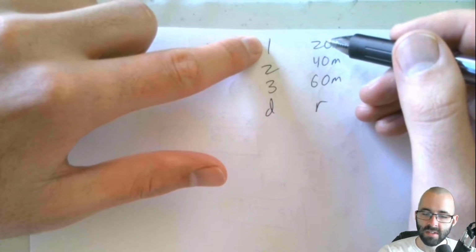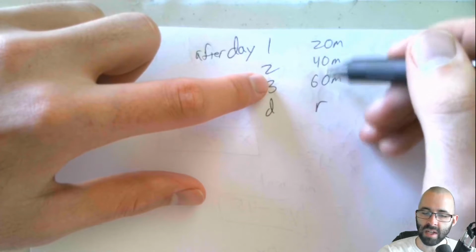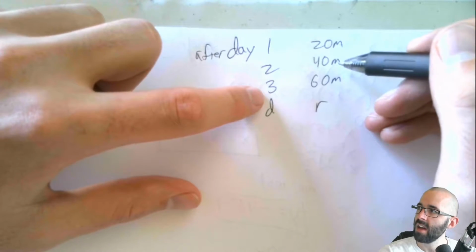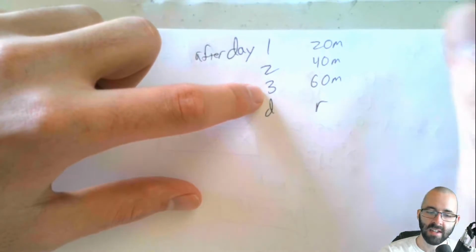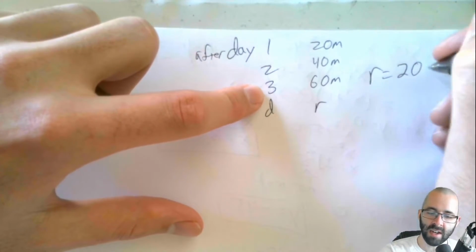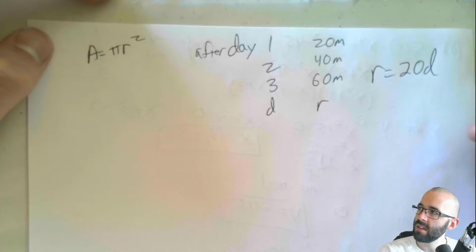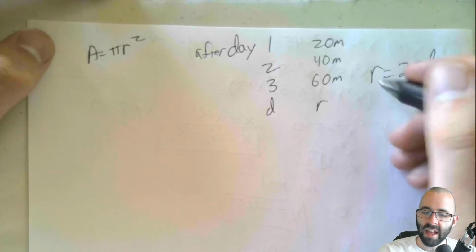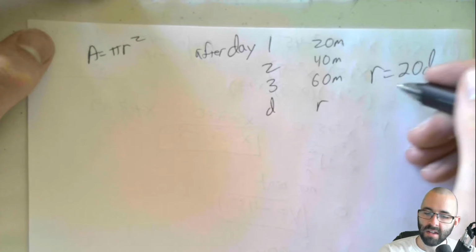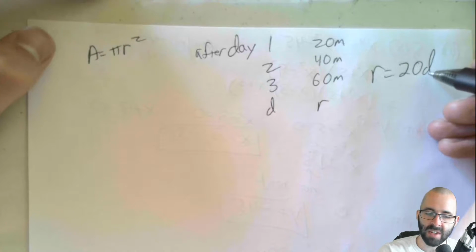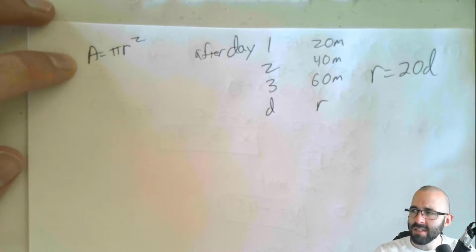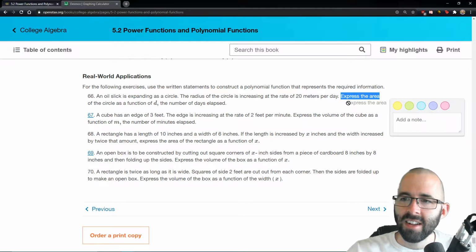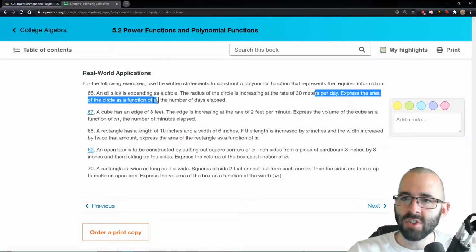Well, notice these are all just multiples of 20, right? 1 times 20 is 20. 2 times 20 is 40. 3 times 20 is 60. So the radius is just 20 times the number of days that have elapsed. Well, if that's the case, and the radius is just 20 times the number of days, what were we asked to find again? I don't remember. I'm lying to you. I do remember. Express the area of the circle as a function of d.